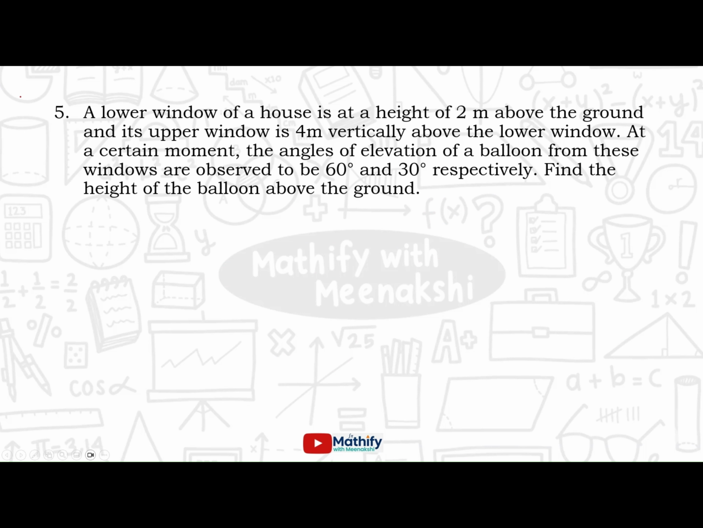Yes. Let's move to question number 5. It's given a lower window of a house is at a height of 2 meter above the ground and an upper window is at a height of 4 meter vertically above the lower window. At a certain moment, the angles of elevation of a balloon from these windows are found to be 60 and 30 respectively. That means the angle of elevation from the lower window is 60 and from the upper window is 30. We have to find the height of the balloon above the ground.